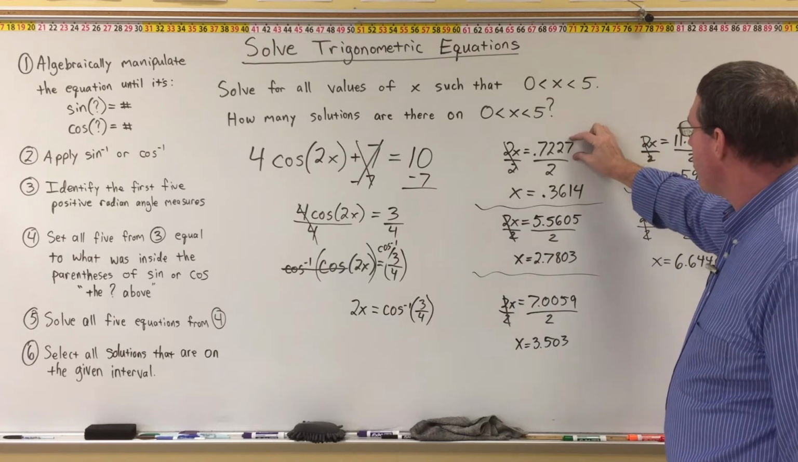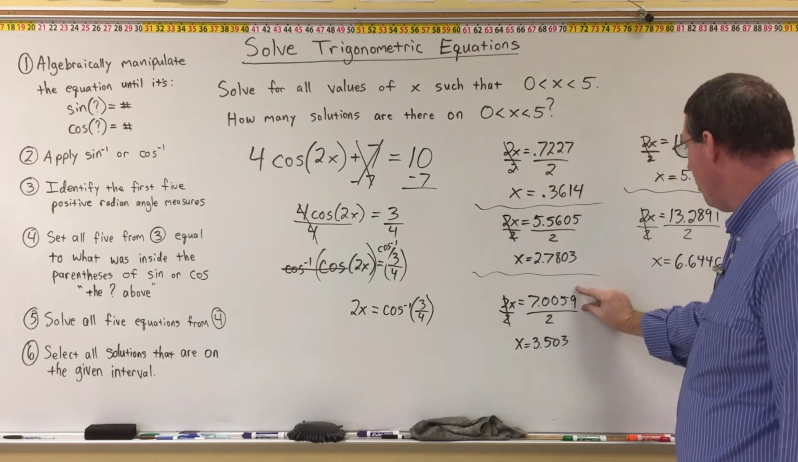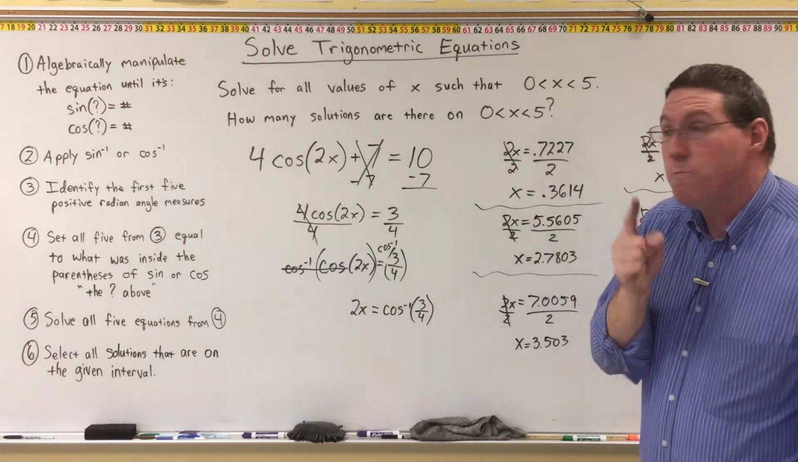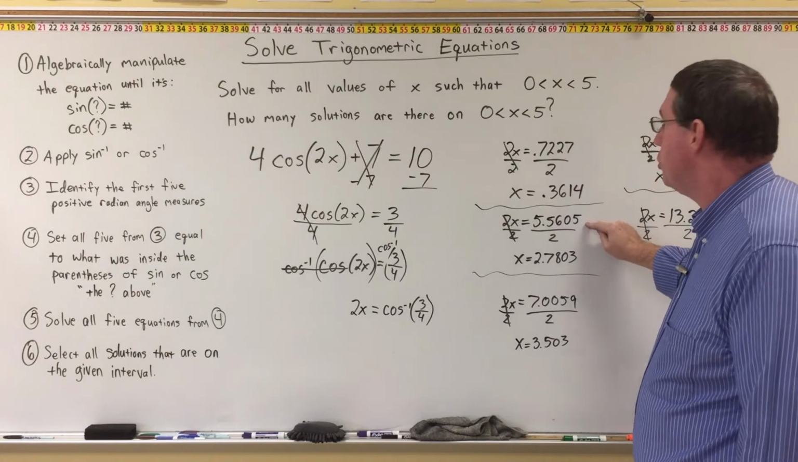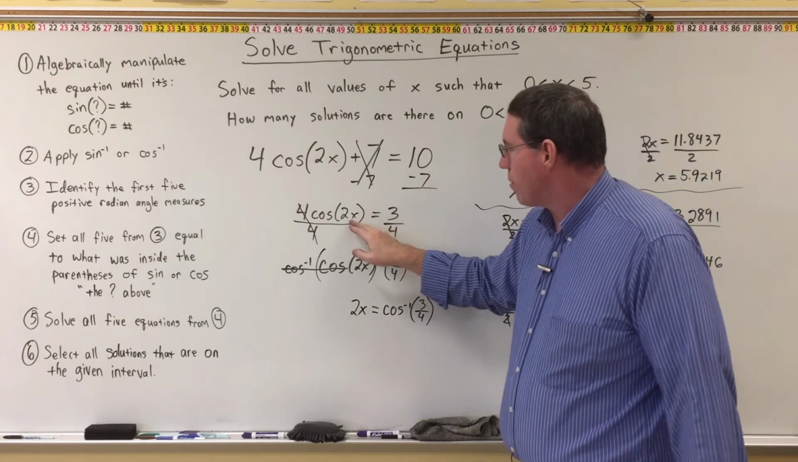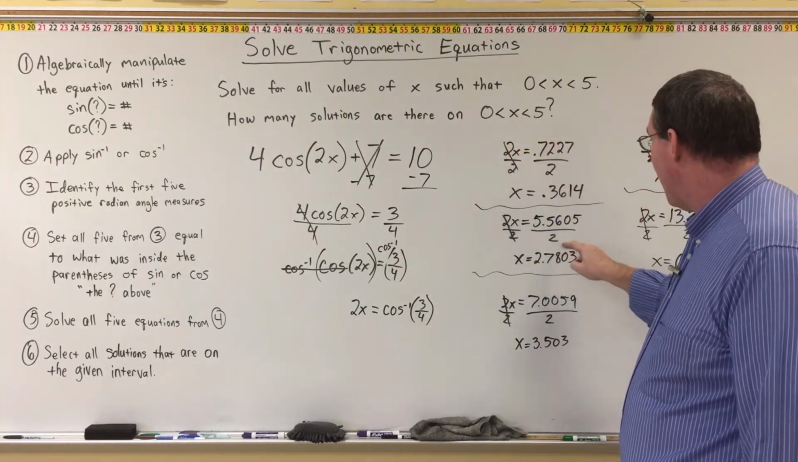And you might have said, well, this one is between 0 and 5, and this one is between 0 and 5, but this one and this one are not between 0 and 5. Therefore, you might have thought that there were only 2 solutions. But remember, we're not looking for solutions for 2x. We're looking for solutions for x. So we have to divide all those numbers by 2.